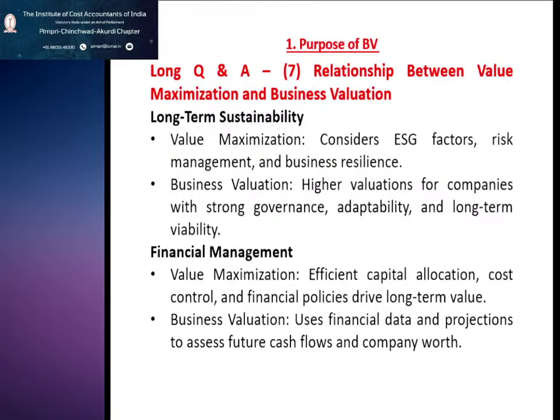From the long-term sustainability perspective, value maximization considers ESG factors, risk management and business resilience. Business valuation wise, there is higher valuation for companies with strong governance, adaptability and long-term viability. Financial management perspective: value maximization includes efficient capital allocation, cost control and financial policies that drive long-term value, whereas business valuation uses financial data and projections to assess future cash flows and the company's worth.